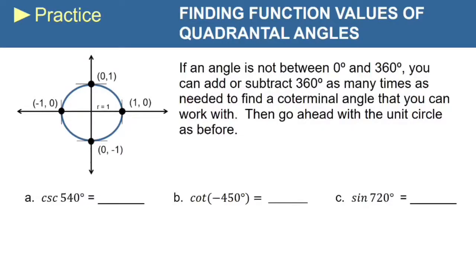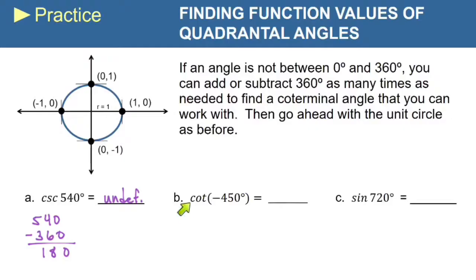So what I can do is go 540 degrees minus 360, and that's 180. So now I know that the terminal side is going to go out the left side of the circle. Cosecant is the reciprocal of the y-coordinate, so that's 1 over 0, so that's undefined in this case.